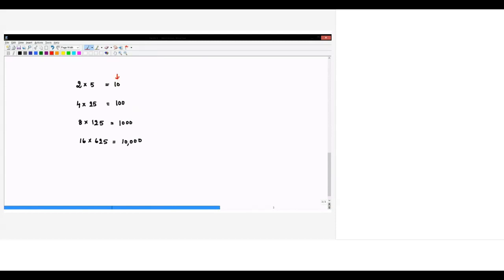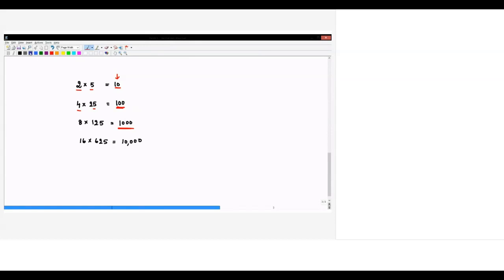Ten is a multiple of 2 and 5. 100 is a multiple of 4 and 25. Which means what? Every multiple of 10 is divisible by 2 and 5. Every multiple of 100 is divisible by 4 and 25. Every multiple of 1000 is divisible by 8 and 125.